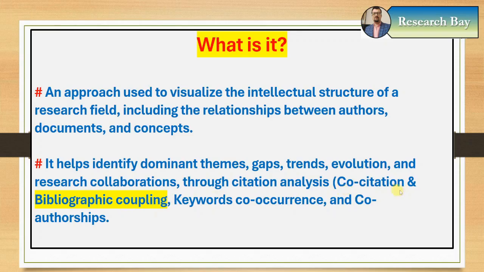By co-citation analysis, I mean if there are two articles of two different authors and they have both been cited by another article, in that case, those two will have a relationship, and we will try to find out what the relationship between them is, and why they are so important to be cited together by a third article. So this is known as co-citation.